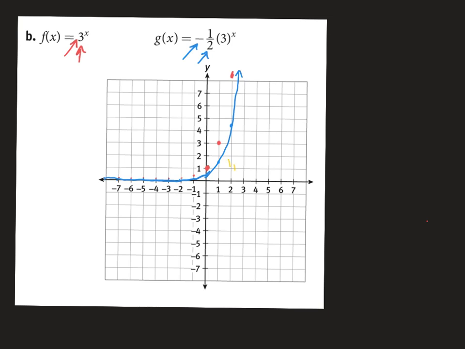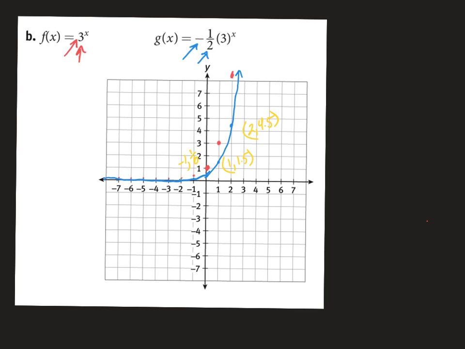This was 1, 1.5. This was 2, 4.5. Then the other one was off the screen. This one was -1, 1/6. And then again, we just start to asymptote. So all we got to do to reflect these is change the values of the y's.